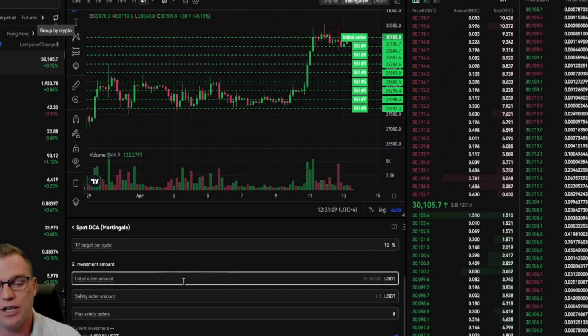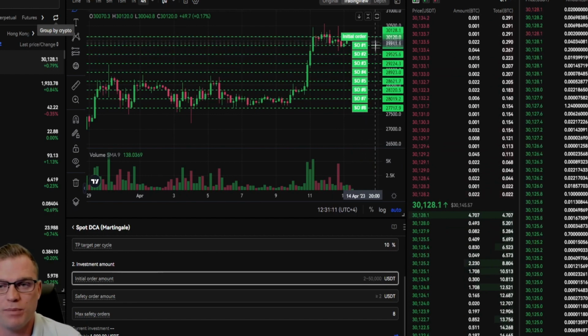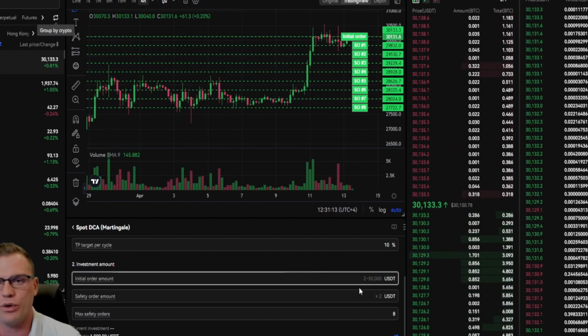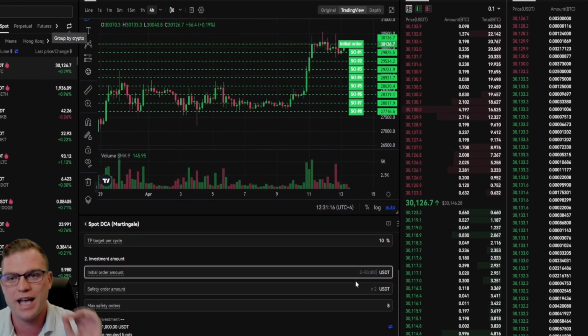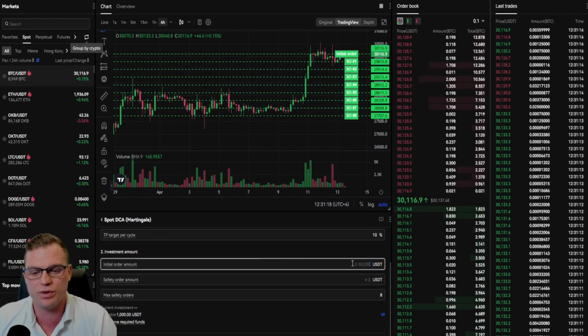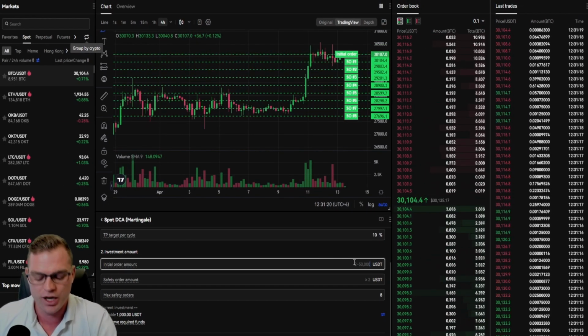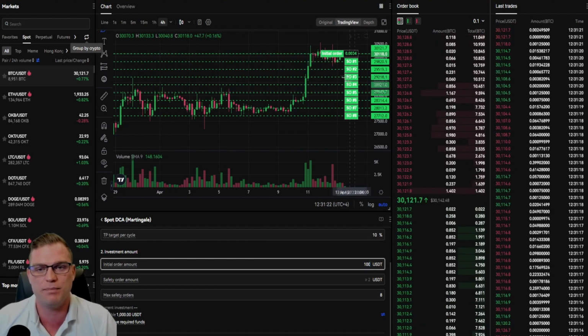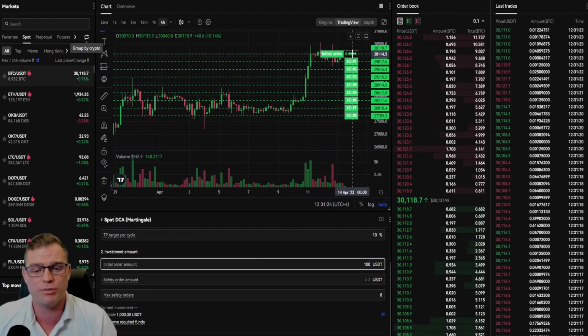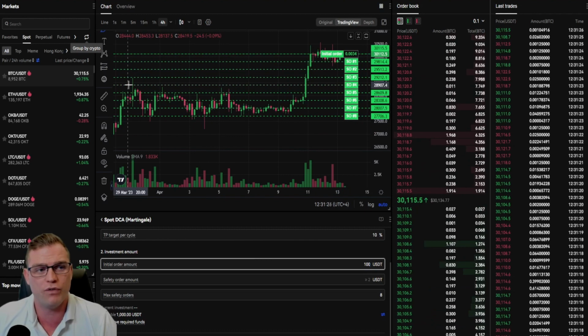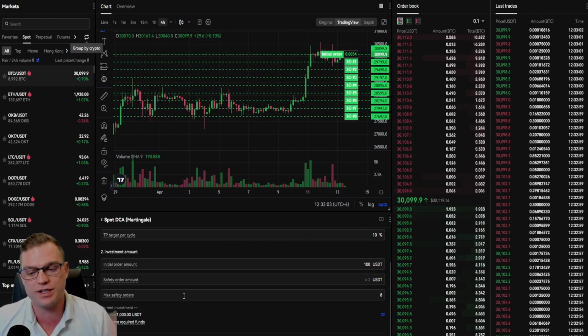Next is the initial order amount. We can see it is moving with the market price. This is how much you are going to be placing on your trade and starting your market cycle with the DCA bot, essentially starting your bot. I'm going to put in 100 USDT, meaning that my first order is going to be 100 USDT worth of Bitcoin, which brings me on to the safety orders.